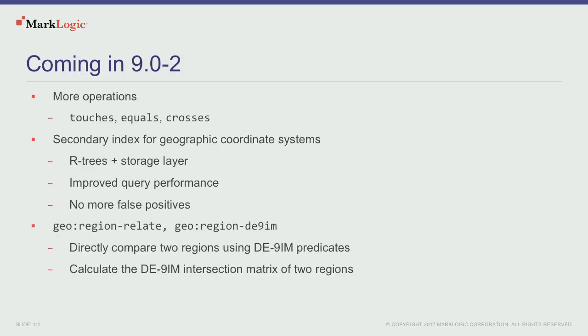And we have a lot of cool things in the pipeline coming. So in 9.02, you can expect to see some more operations. More of these DE9IM operations will be supported. We'll be introducing a new secondary index for the geographic coordinate system, which should improve the performance and eliminate the issue of false positives. And additionally, a couple of new functions that will allow you to directly compare two regions using those DE9IM predicates without configuring a region index.